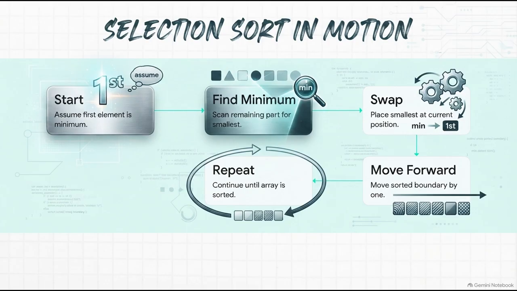Step 3 is where the magic happens. We swap them. We take that true smallest number and physically swap it into that first position. Step 4, we move our imaginary boundary forward by one space because that first spot is now permanently sorted. And step 5, we just repeat the whole process for the second spot, then the third spot, and so on until the entire list is perfectly ordered.